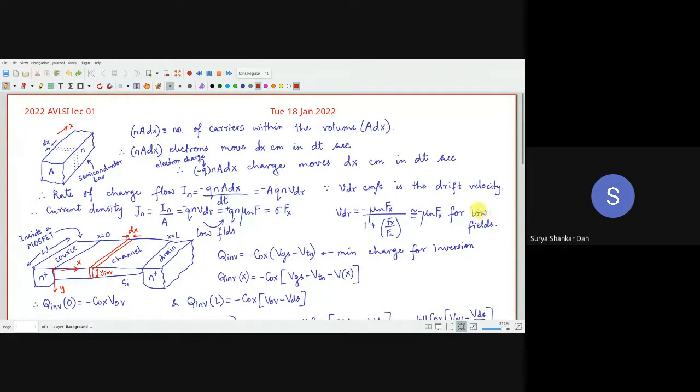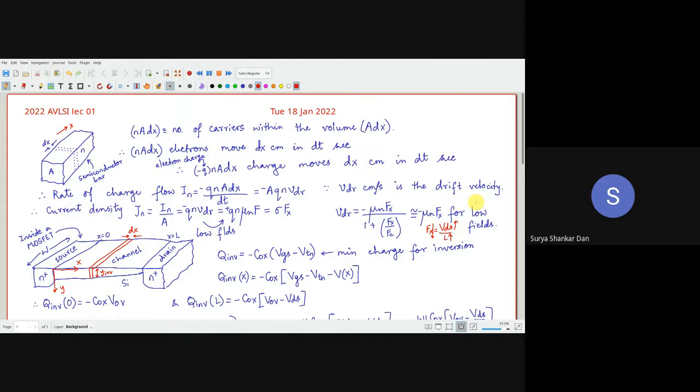Because the field is given by Fx equal to VDS divided by the channel length. So if L is large, the field is low. Correct? Now the question you might ask is, sir, I can of course put VDS also very large. The thing is that for every technology node, you will notice that there is always a limitation on how much maximum power supply you can apply.